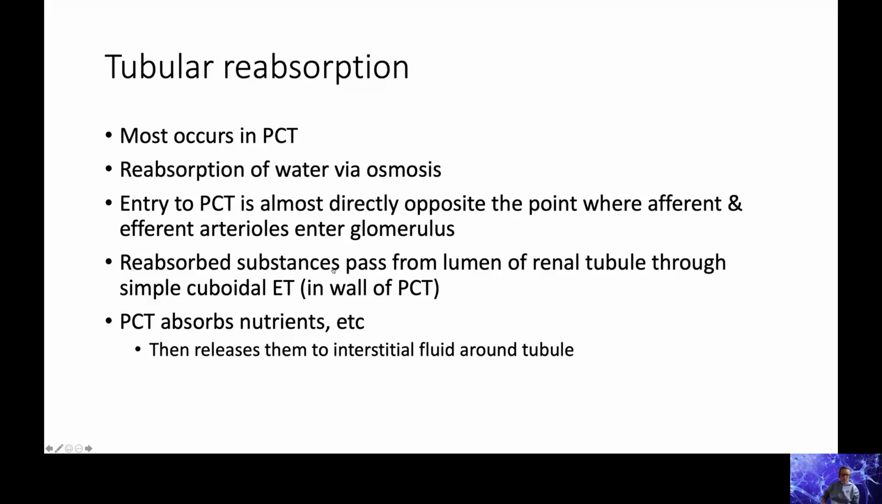And we know that the proximal convoluted tubule absorbs nutrients, and then it actually releases them into the interstitial fluid around the tubule, and then they get picked up by the peritubular capillaries. But that's a little extra step. You need to know that that material is going to move out of the tubule and find its way into the circulatory system via the peritubular capillaries.